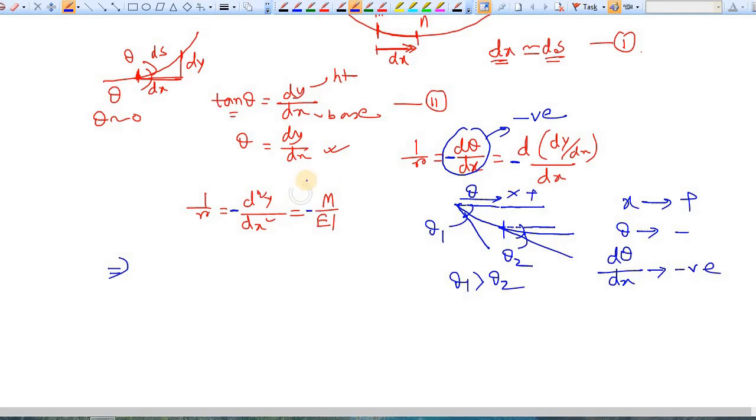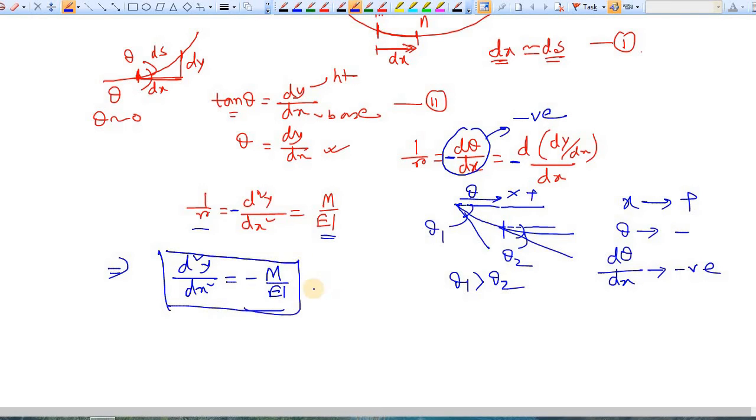Sorry, this is not negative because 1 by r is this one. So we can now write that d2y by dx2 at any section of the beam is equal to minus M by EI. Okay, this is also an important equation.